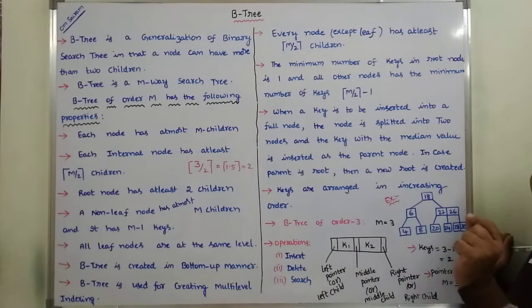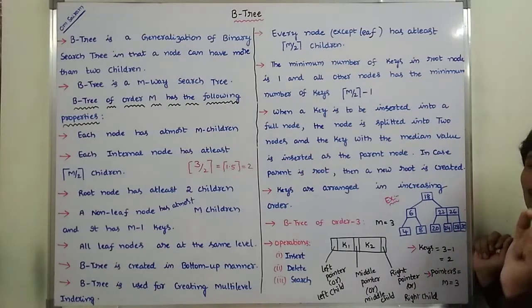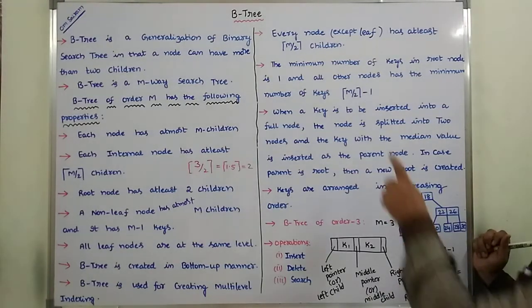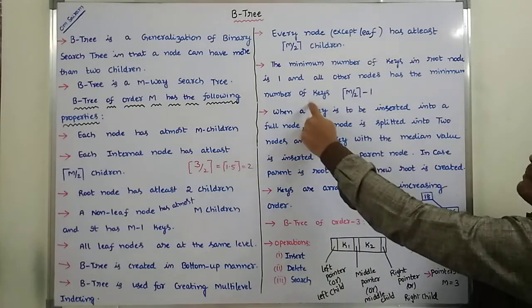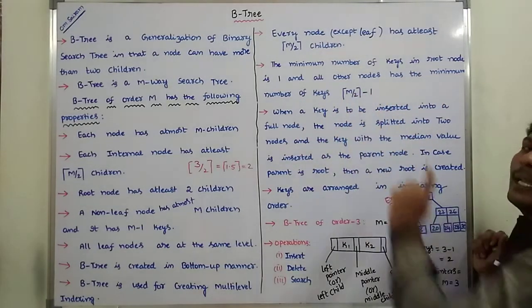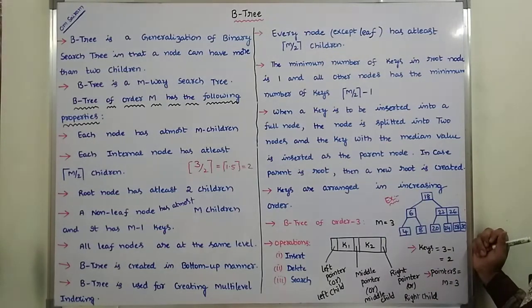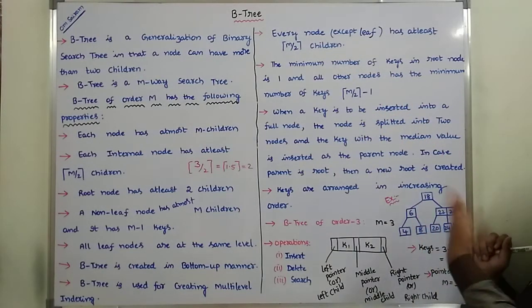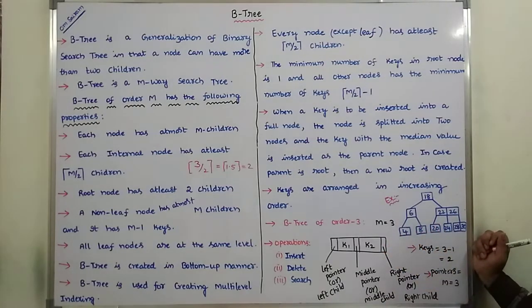The minimum number of keys at the root node is 1. It may contain 2 or 3 based on the m value. And all other nodes have the minimum number of keys m by 2 minus 1. Here m is equal to 3, 3 by 2 is 1.5, its ceiling value is 2, 2 minus 1 is 1. A minimum of one key value is compulsory. It may contain 2 or 3 based on the m value.